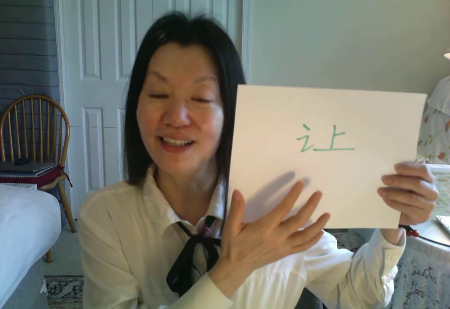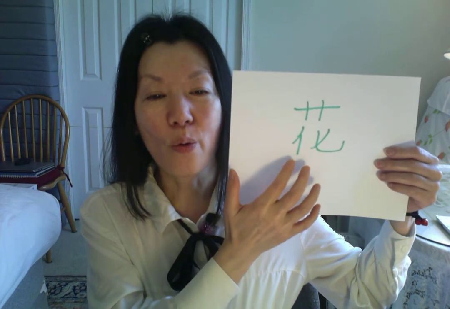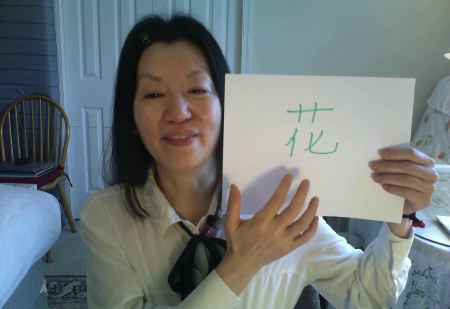Okay, so the next one, they say cause somebody to do something. Or we can say, although, in Chinese, we say 让. Yes. 让. One more time. Okay. To spend. In Chinese, what we say here? Your turn. 花. Yes. One more time. 花. To spend.